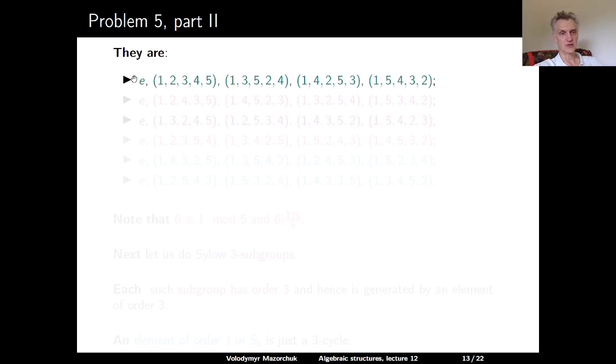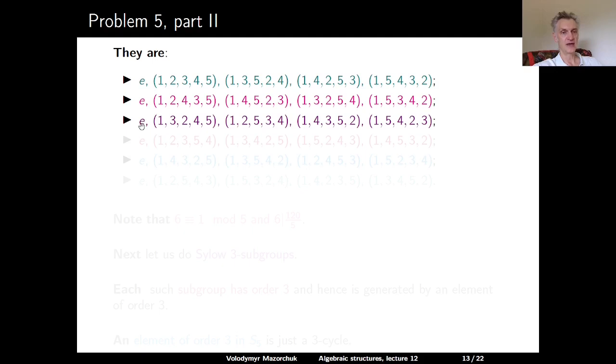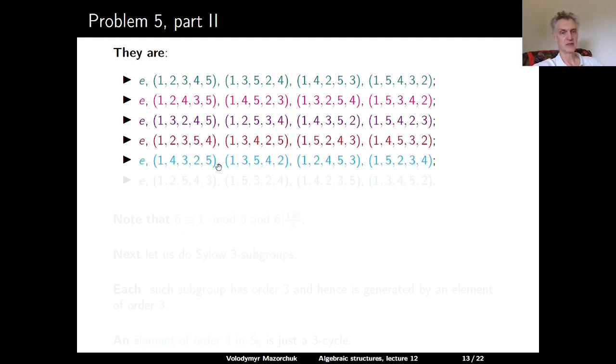So these are the subgroups. The first one consists of the identity, then we have the 5-cycle (1 2 3 4 5), and its powers. The second subgroup has the identity and the 5-cycle (1 2 4 3 5), and its powers. Then we have the identity, (1 3 2 4 5), and its powers. Then the identity, (1 2 3 5 4), and its powers. Then the identity, (1 4 3 2 5), and its powers.